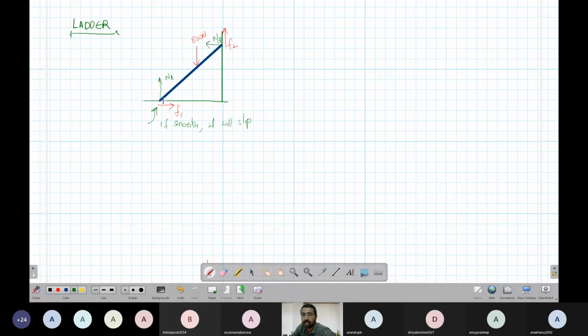N1 and N2 are the ladder-ground reactions. This is the ground, this is the ladder end. We have a contact force, perpendicular. So F1 is mu times N1, and here the value is mu times N2. About the contact force, if you see, the ladder may be touching like this. This is a wall.